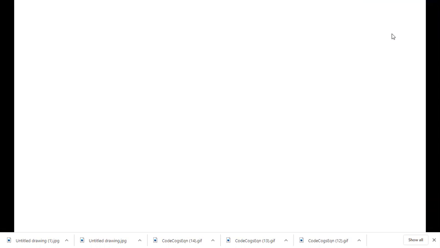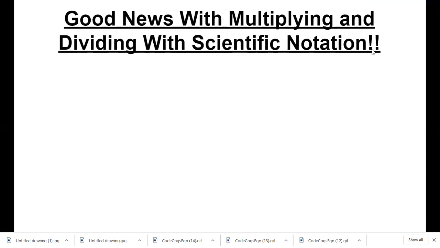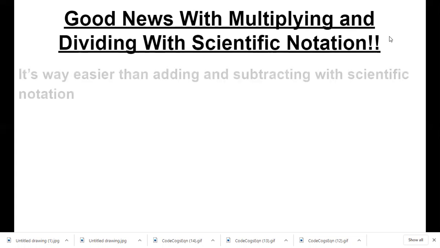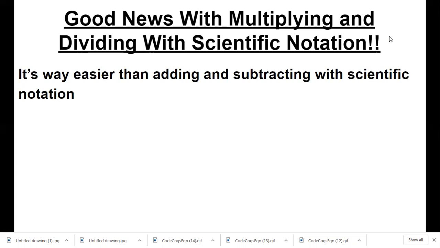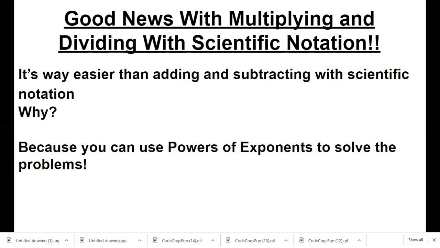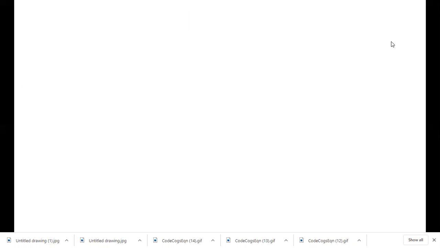Gave me a chuckle. Good news with multiplying and dividing with scientific notation. Remember how adding and subtracting, we needed to have the same power of 10 before we could add or subtract the multipliers? Well, we do not have to do that with multiplying and dividing. It's way easier than adding and subtracting with scientific notation. At least I think it is. Why is it easier? Because you can use the rules of exponents to solve the problems. That was back in our first lesson when we talked about the rules for exponents.